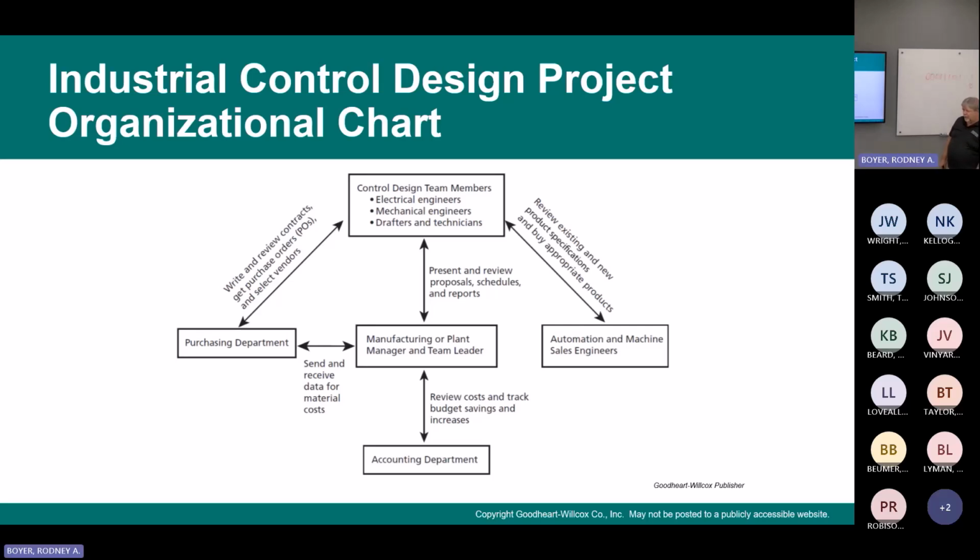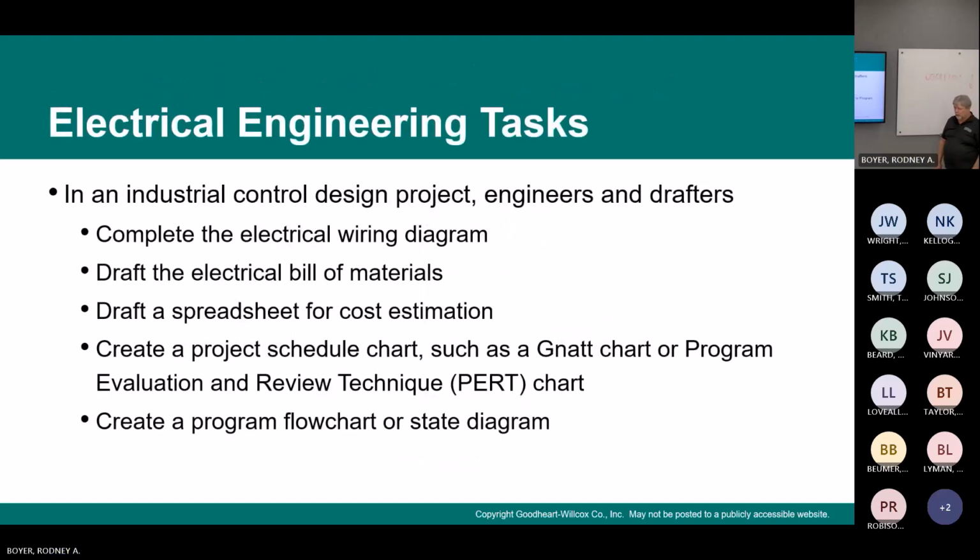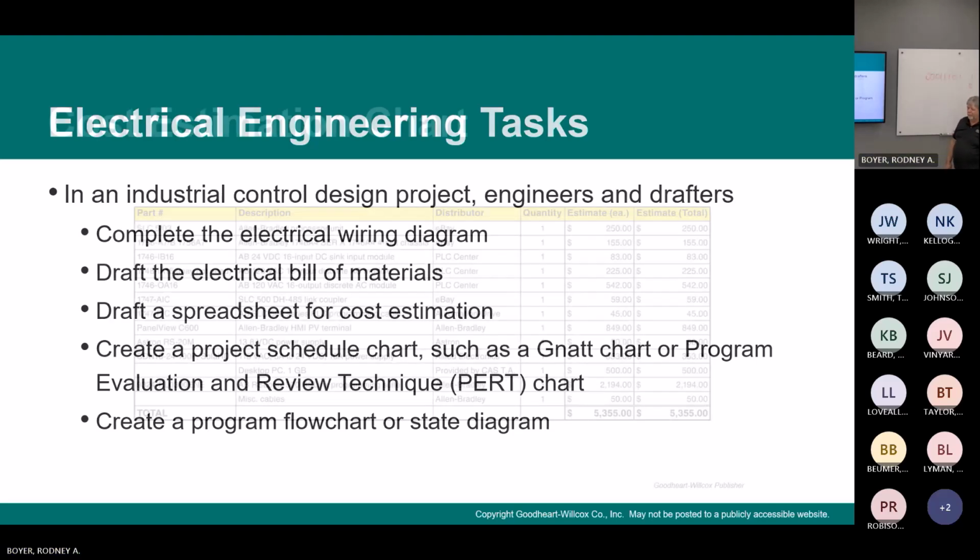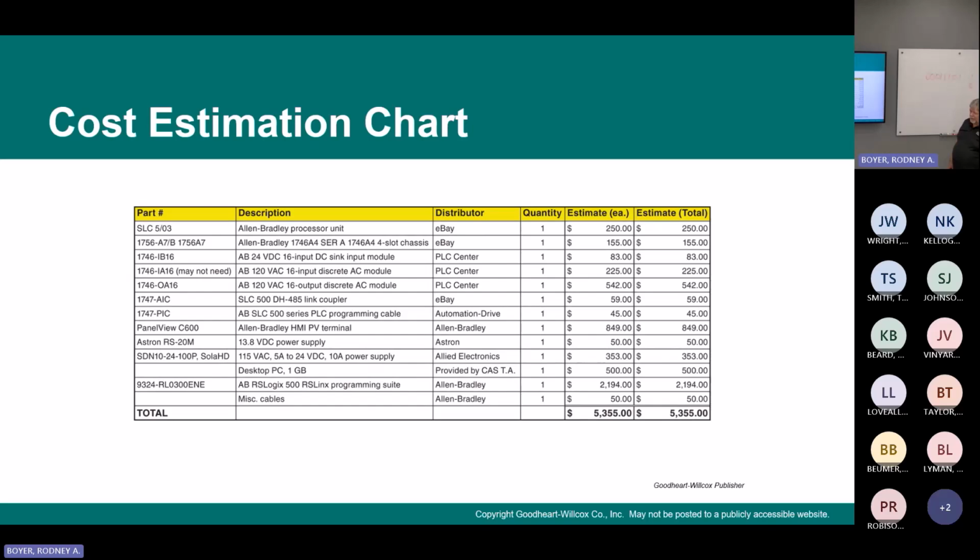Industrial control design project organizational chart. You can say that if you want to, it's really irrelevant to this class. Electrical engineering tasks. That's the process you go through. Not trying to teach you guys to be engineers, so don't worry about that. Cost estimation chart. That's how much it costs to build one, or at least back then. Can't touch one for anywhere near that these days.